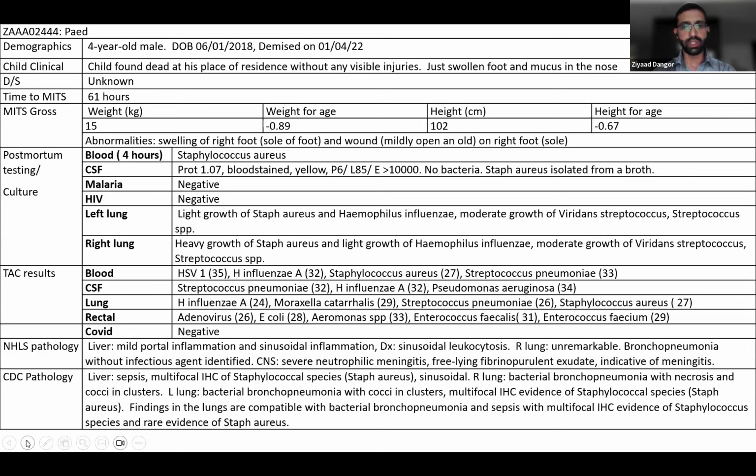And what the histopathologist said is that there was significant mild portal inflammation, sinusoidal inflammation with sinusoidal leukocytosis, which suggests there's some infective pathology in the liver. The lung showed a bronchopneumonia, and at that time, they couldn't see the organism on the histology. But the CNS showed a severe neutrophilic meningitis with free-lying fibropurulent exudate indicative of meningitis. And then the CDC pathology showed immunohistochemistry evidence of Staphylococcus species, and they thought it was a Staph aureus.